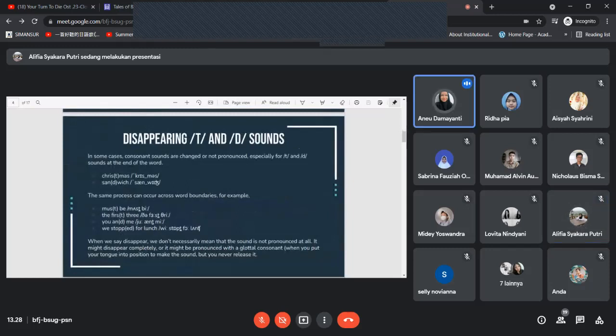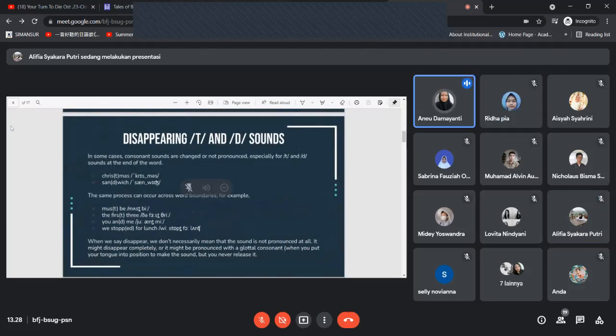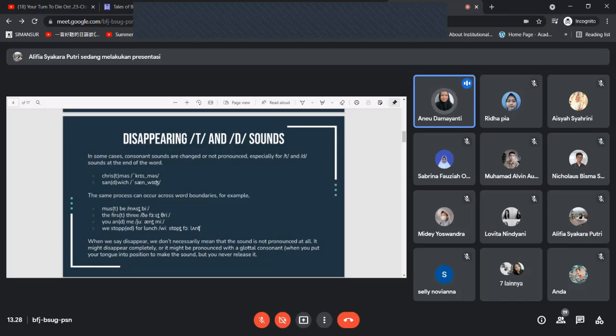So the next one is disappearing t and d sounds. In some cases, consonant sounds are changed or not pronounced, especially for t and d sounds at the end of the word. So here's the example. If we say Christmas, we usually say just Christmas, like the t sound will be disappeared. Like we don't read the t sound, so we just read Christmas. And then in sandwich, we just say sandwich instead of sandwich.